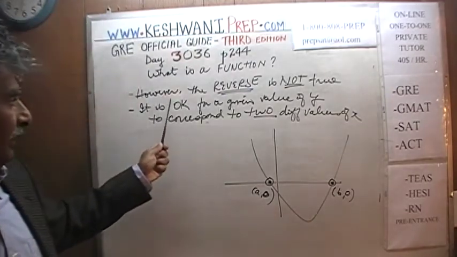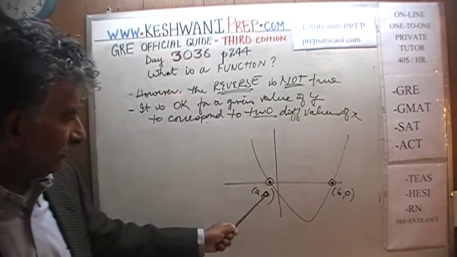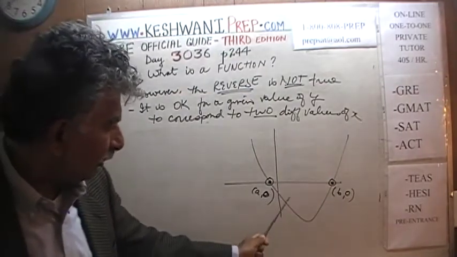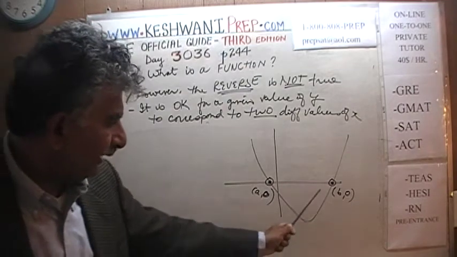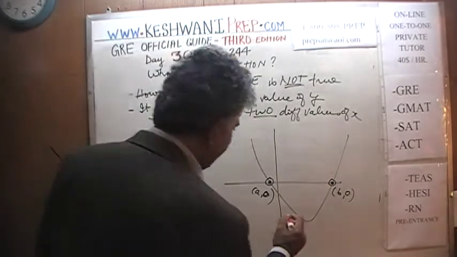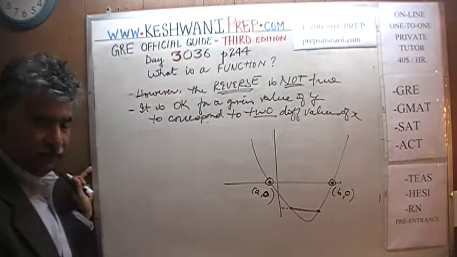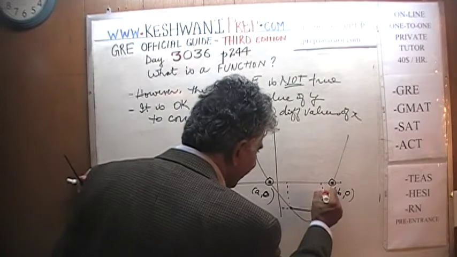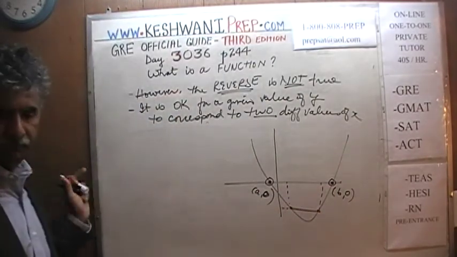As you can see, it is okay. The reverse does not have to be true. It is okay for a given value of y, the given value of y being 0 here, to correspond to two different values of x, a and b. And there are a whole bunch of pairs like that. Here's another one. There's a given value of y here, and that value of y corresponds to this value of x and that value of x. There are infinite pairs like that. And that is a function. It is okay.